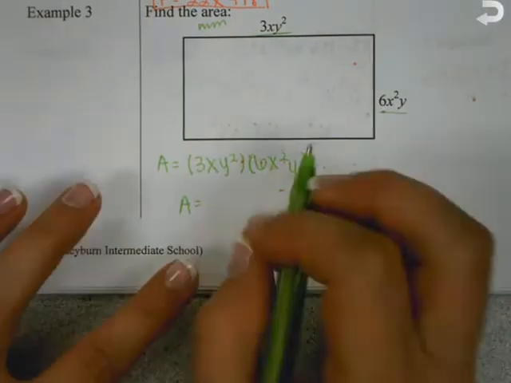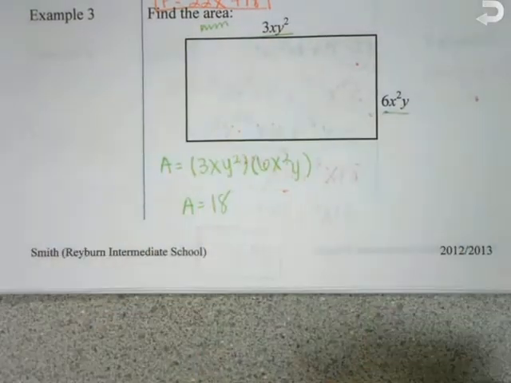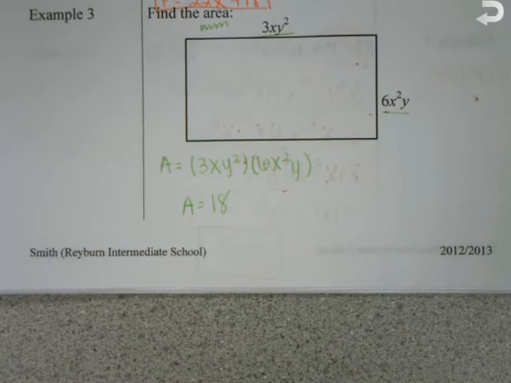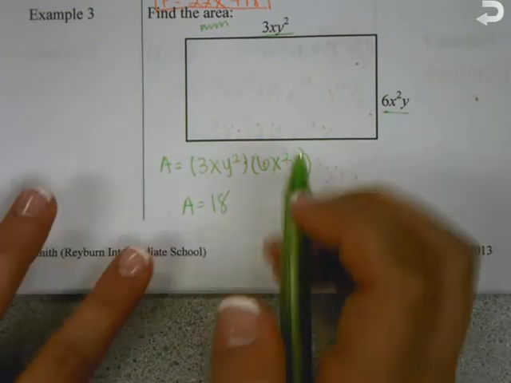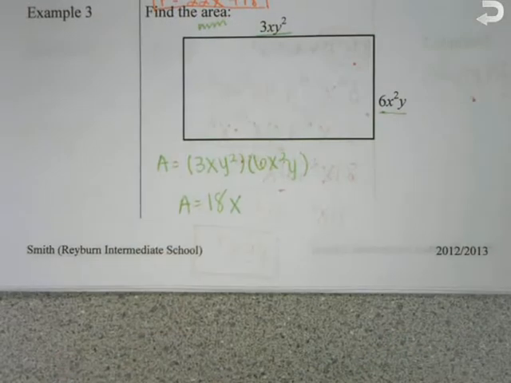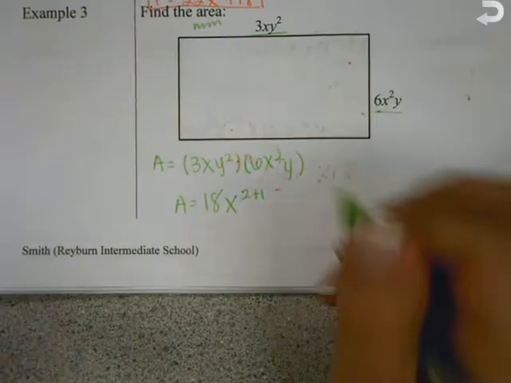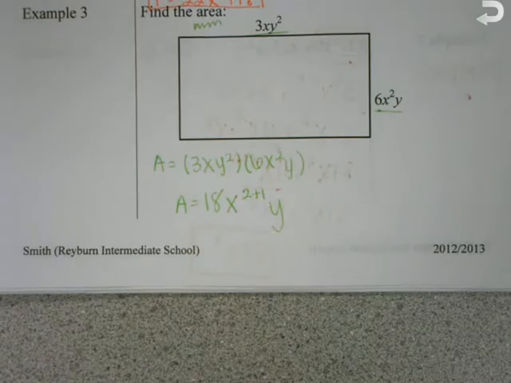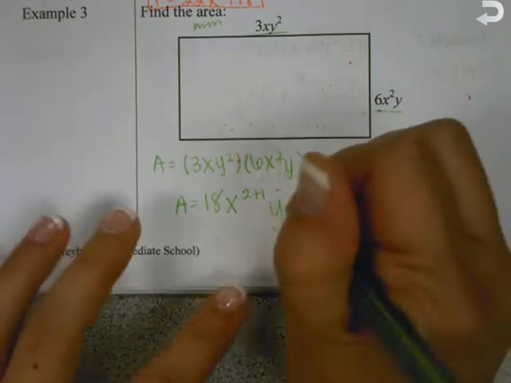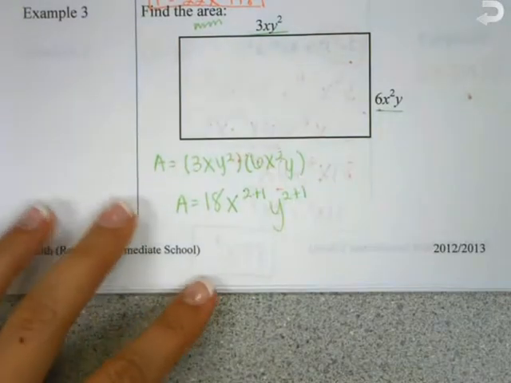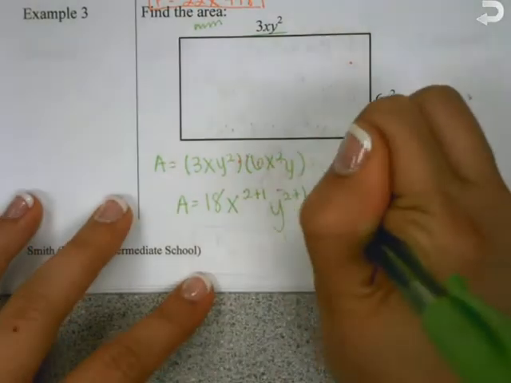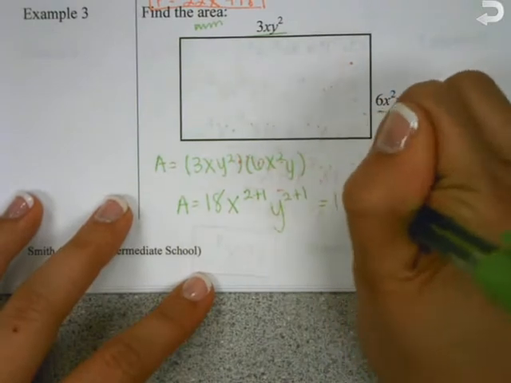Who's in 28? Samantha, is that you? Oh, yeah. Okay, so x's is x to the what? Third. Or 2 plus 1. And what about y's? Y to the what, Julian? 2 plus 1. So when I simplify, my area should equal 18, x to the third, y to the third. That's it.